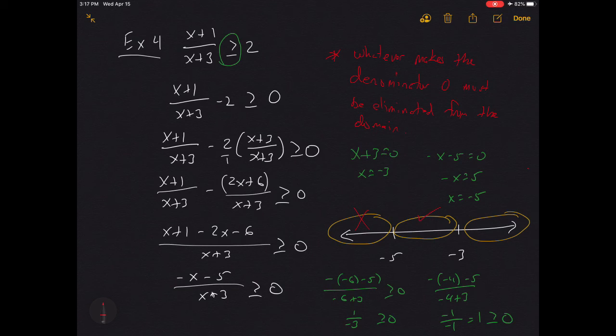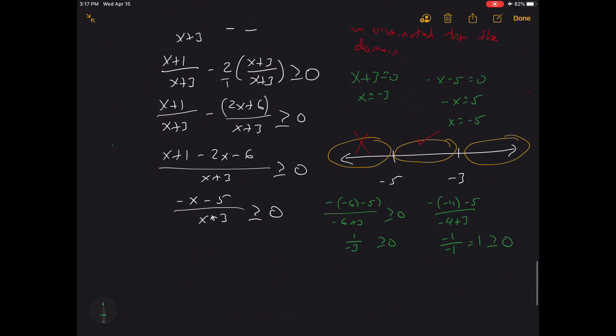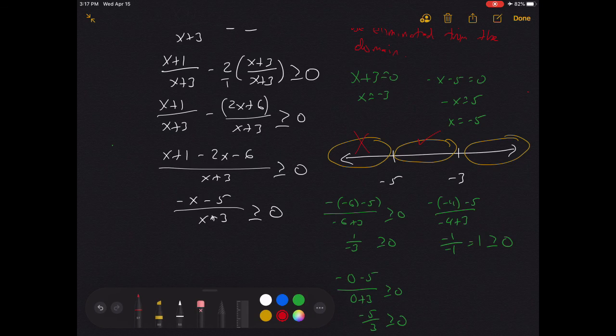And then the last thing I want to check is anything which is greater than negative 3. I'm going to pick 0. I always pick 0 or 1 if I can. It's just the easiest numbers to use. So if we pick 0, plug it in, we're going to get negative 0 minus 5 over 0 plus 3. And 0 minus 5 is negative 5 over positive 3. That is a negative number that is definitely not greater than 0. So that one's bad. I don't want that one. So I only have one section. My section is in between negative 5 and negative 3.